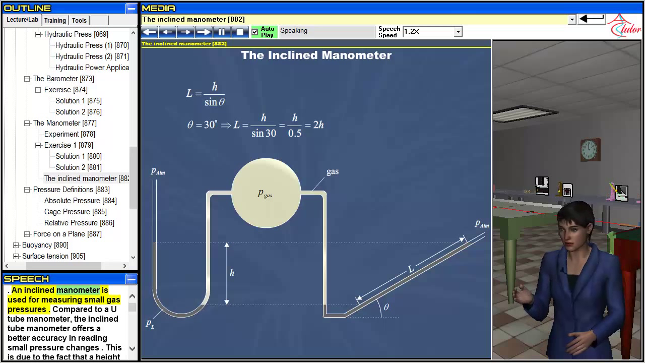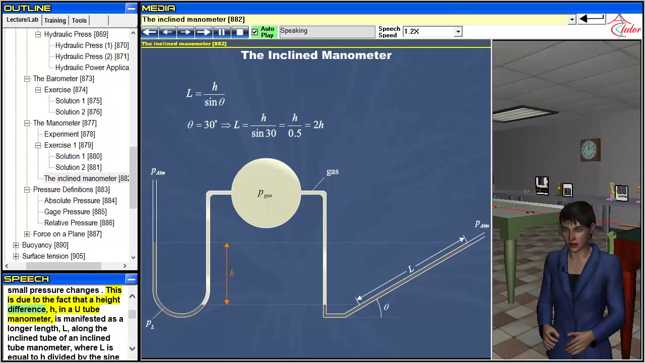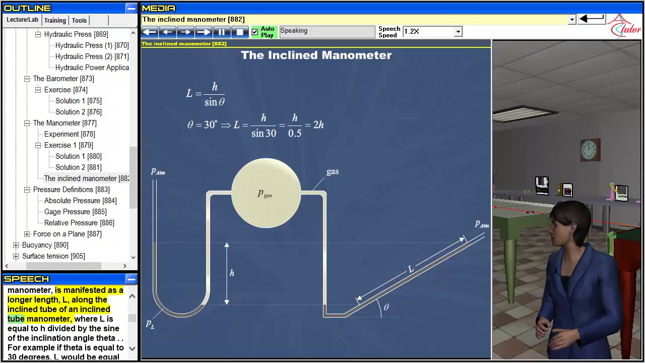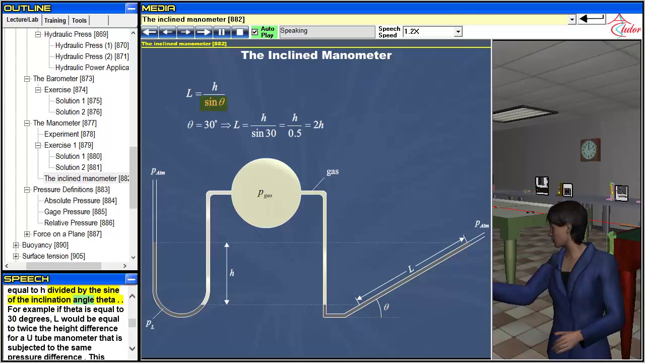An inclined manometer is used for measuring small gas pressures. Compared to a U-tube manometer, the inclined tube manometer offers a better accuracy in reading small pressure changes. This is due to the fact that a height difference, h, in a U-tube manometer is manifested as a longer length, L, along the inclined tube of an inclined tube manometer, where L is equal to h divided by the sine of the inclination angle theta.